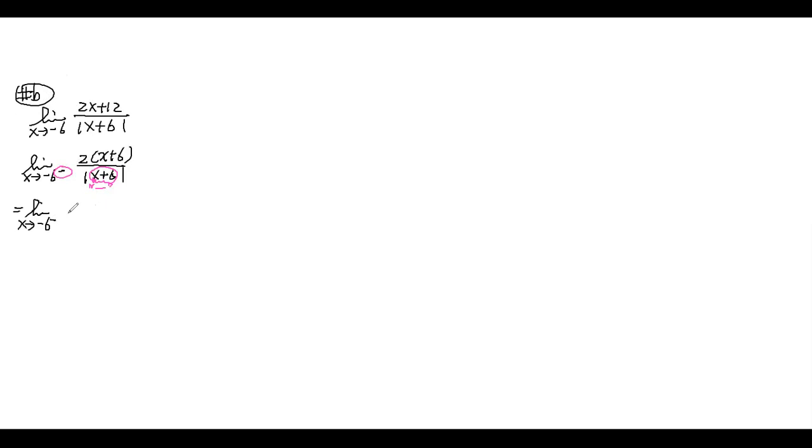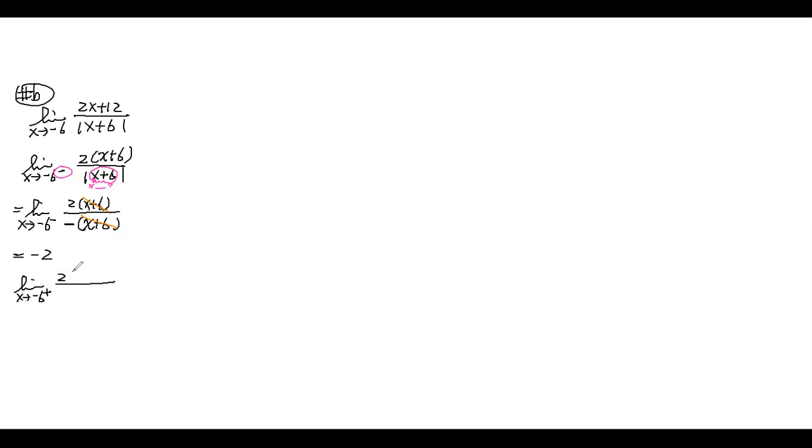Okay, so now based on my absolute value definitions, if I approach from the left-hand side, this one is 2 times x plus 6. Because this is negative, when I break out the absolute value, I need to put a negative sign in front of it. And then you say, oh wow, the x plus 6 you can cancel. So what is the answer here? It's negative 2.